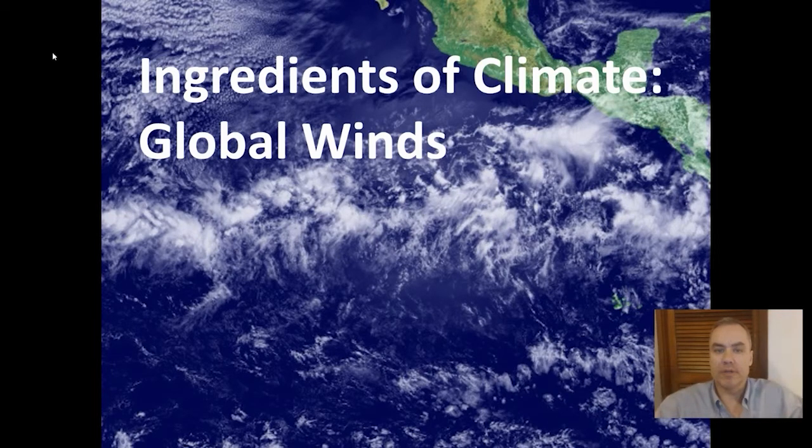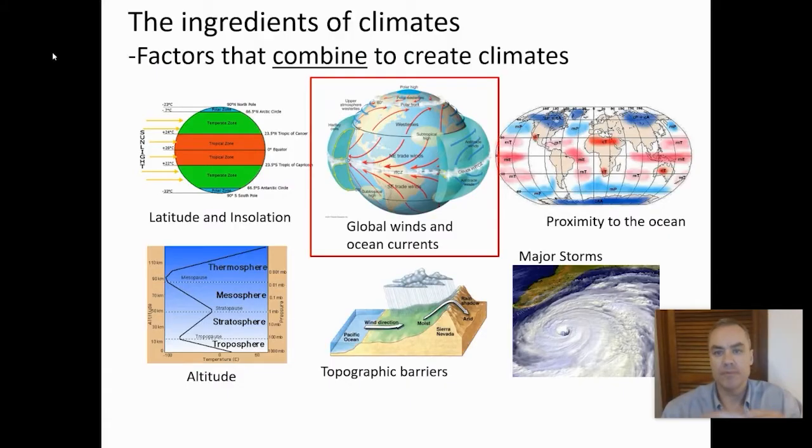In this video, we're going to look at the global winds. The global wind systems are one of the most important aspects that create world climates. There are many aspects which form ingredients that go into the stew of a global climate, where it might be in New York or Paris or South Africa. What creates that particular climate in that particular place?